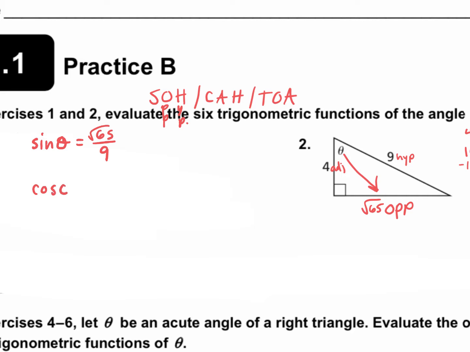Next we have cosine theta. Cosine is what over what? Adjacent over hypotenuse, so 4 over 9. And then tangent of theta is what over what? Opposite over adjacent. Yep. So square root 65 over 4. And then we have the reciprocal of each. So cosecant, secant, and cotangent.